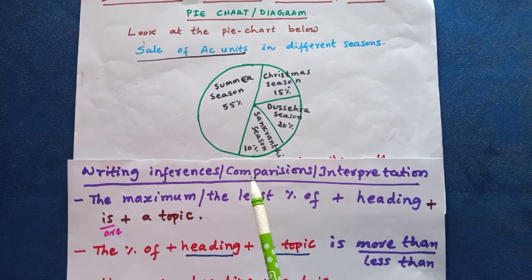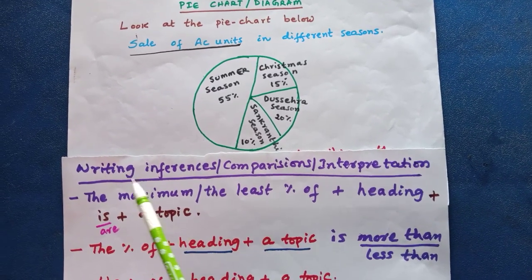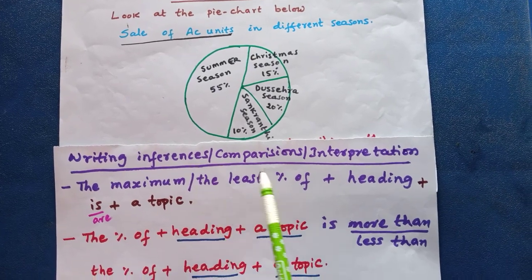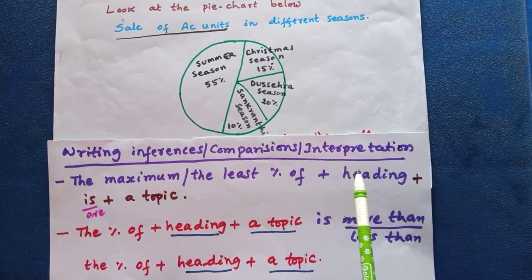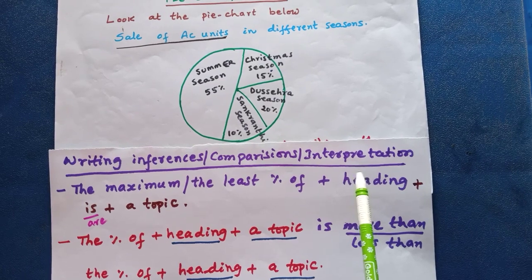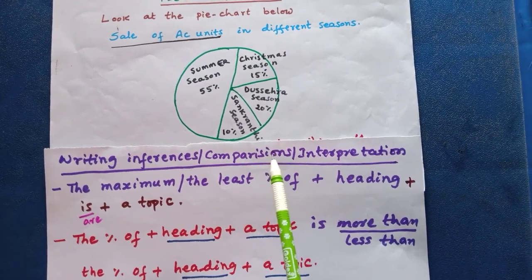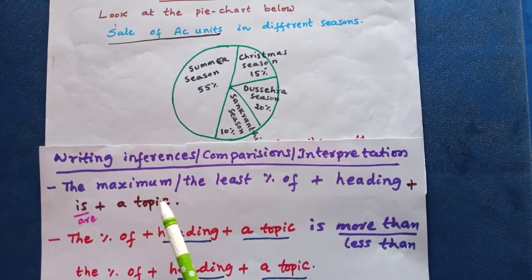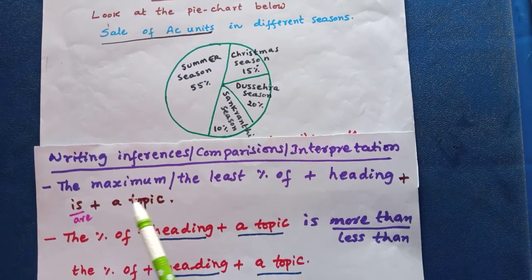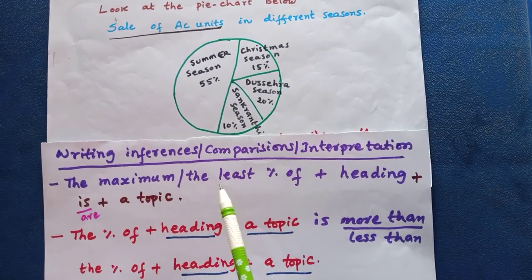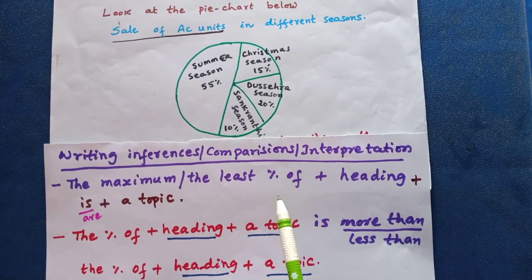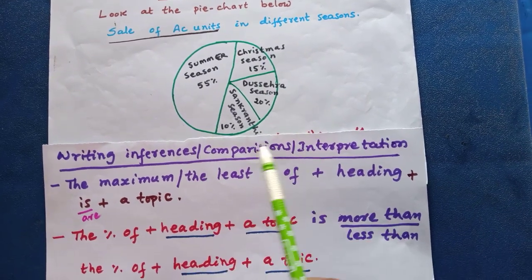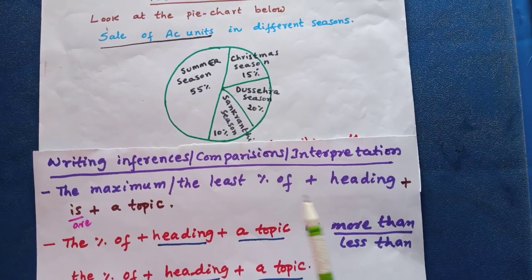The next part of the description may include writing inferences or comparisons or interpretation. How can we write this part? The first point is that we can write the maximum values and the least values of this pie diagram. Let us see how to write.